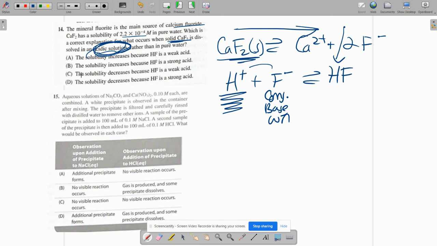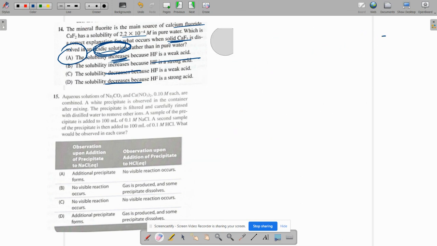So the best answer to explain that, I would say, is probably the solubility increases because HF is a weak acid. I can get on board with that. Certainly not a strong acid, and the solubility doesn't decrease. So A is the best answer. We are on the home stretch.